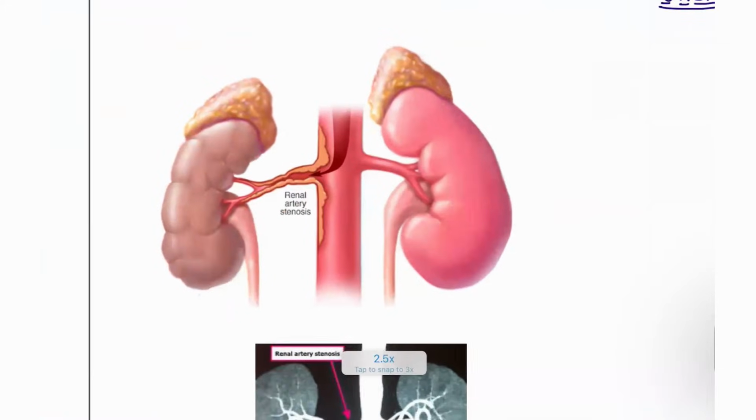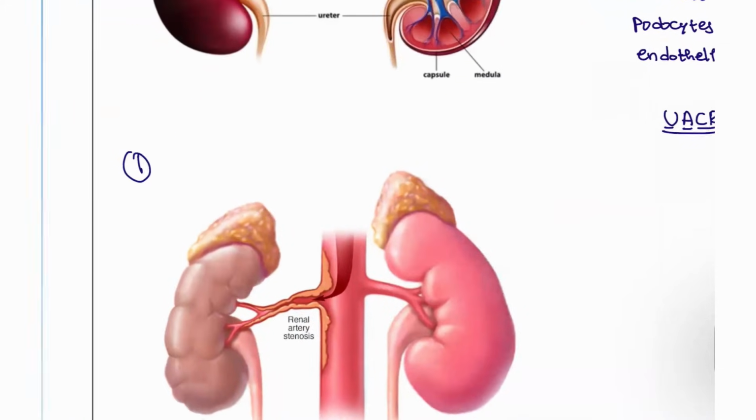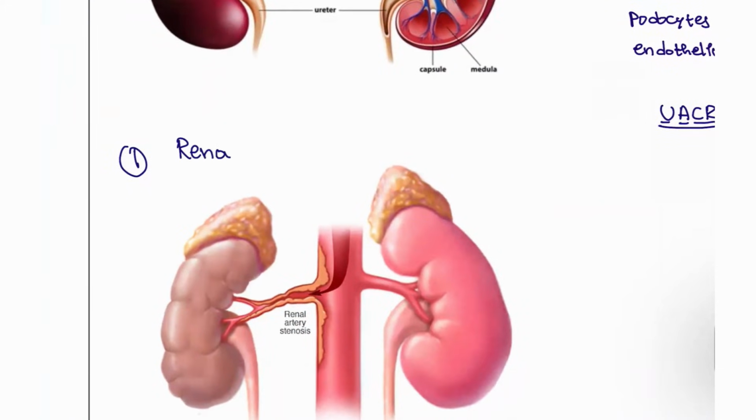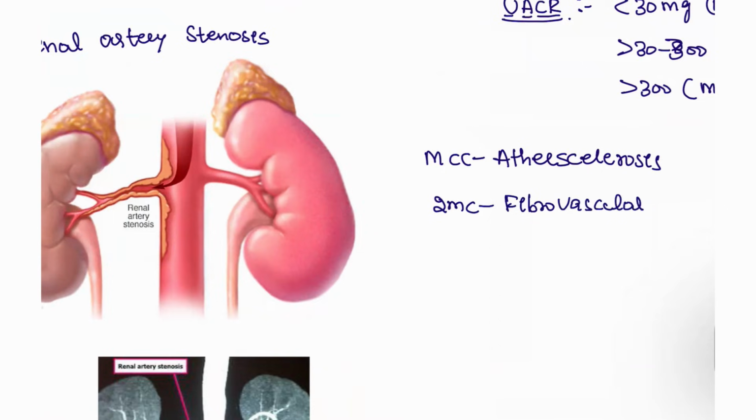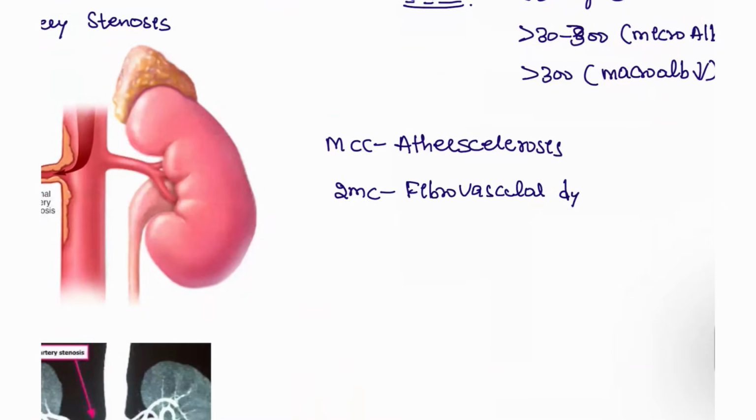Next, moving on to the first condition, known as renal artery stenosis. What is the most common cause for this one? The most common cause is atherosclerosis. The second most common will be genetic, that is fibromuscular dysplasia.